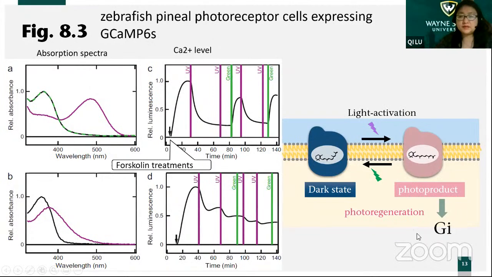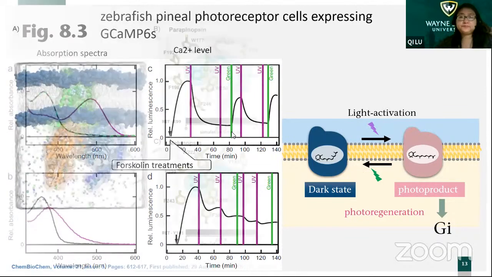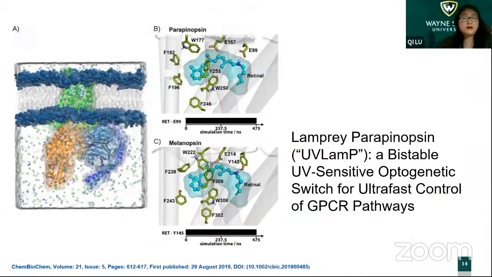So it's shown here that it activates the GI. After shedding with the UV light, it will go to this photoproduct and activate the GI signal pathway, and it can be turned off after shedding this green light. So here it shows the molecular structure of this parapinopsin, and shows that it can couple with a G protein. This is definitely a G protein. It shows that this is a retinal.